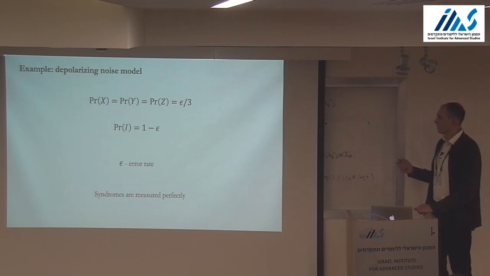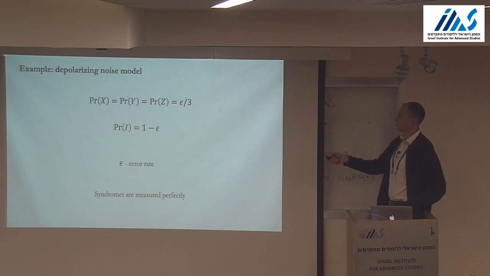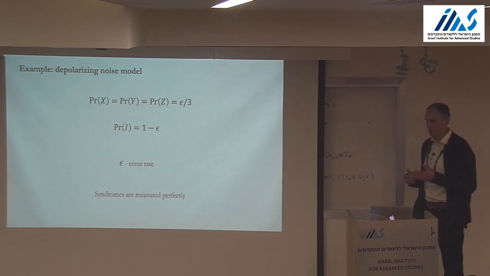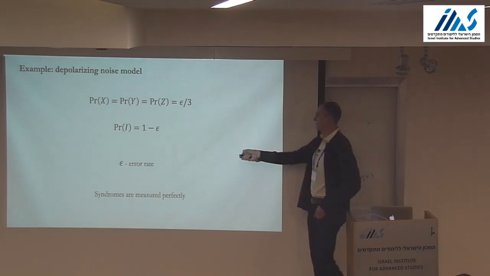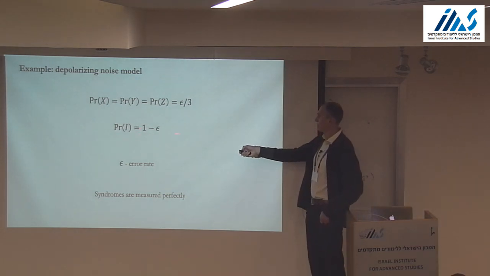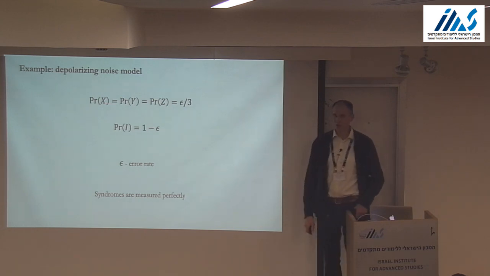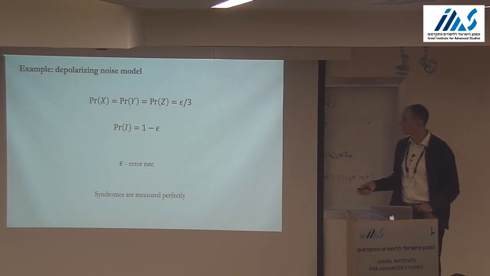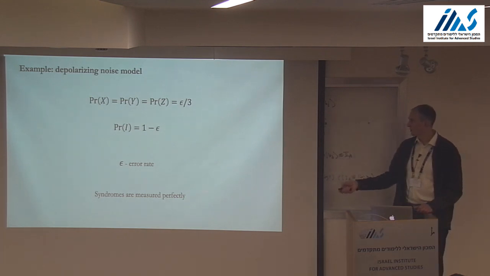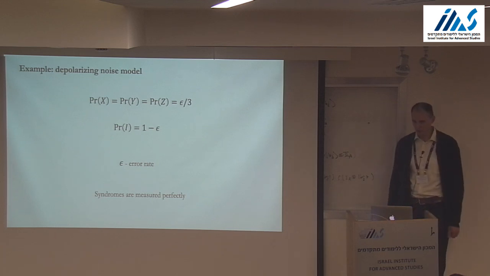And for concreteness, let's assume that we have random errors described by this depolarizing noise model. So for each qubit, we do nothing with probability 1 minus epsilon, and we apply one of the Pauli errors X, Y, Z with probability epsilon over 3. And we are assuming that we can perfectly measure the syndrome of each stabilizer.